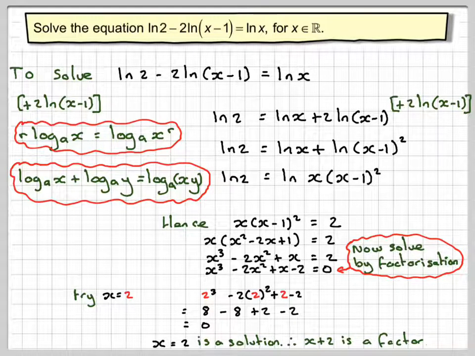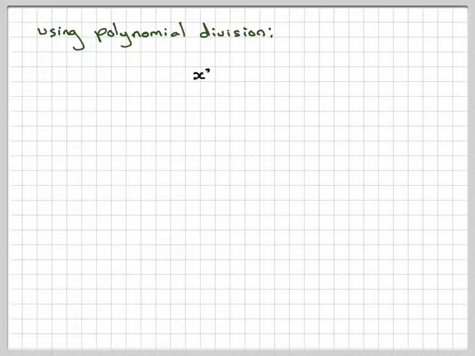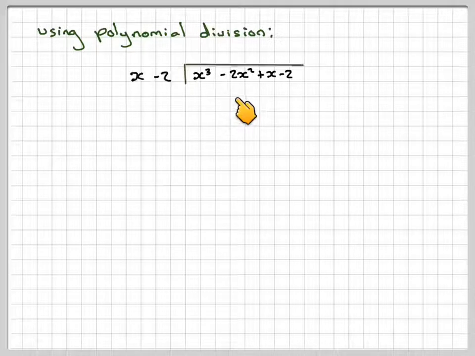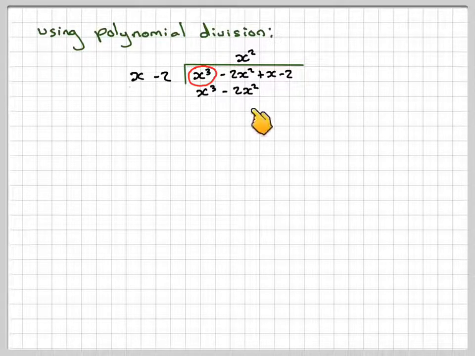Right, so now what we want to do to see if there are any other solutions, we've really got to factorize this. So carrying on using what's known as polynomial division, we need to do x cubed minus 2x squared plus x minus 2 divided by x minus 2. So we take x cubed and divide it by x. That gives me x squared. Multiplying out x squared times x gives me x cubed. X squared times minus 2 gives me minus 2x squared.